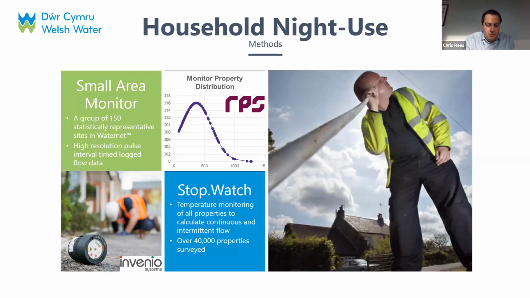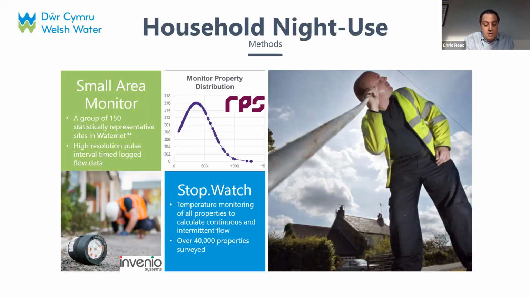In terms of household night use, we have 2 methods of assessing it. The first takes small DMAs, small area monitors, of which we have a representative sample of about 150, and the flow meter is logged at a very high resolution to count each pulse of the meter. The information is then fed into our leakage reporting system, WaterNet, which analyses the very lowest flow rate to deduce the night use. This method allows us to update allowances on a monthly basis, so it accounts for seasonal changes in demand.